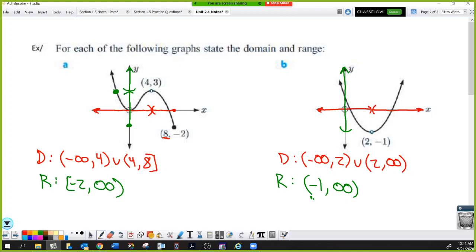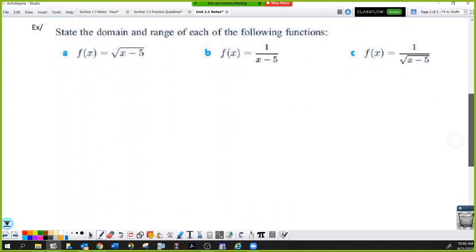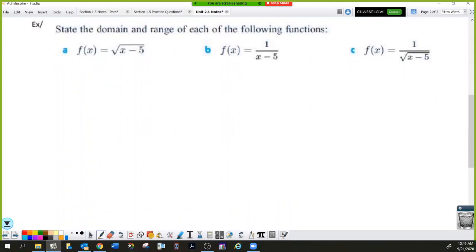All right. Let's see what else we got today. State the domain and range of each of the following functions. Be honest with you, domain is the easy part. So make sure they don't want us using a calculator. Nope. We're going to sketch these bad boys.